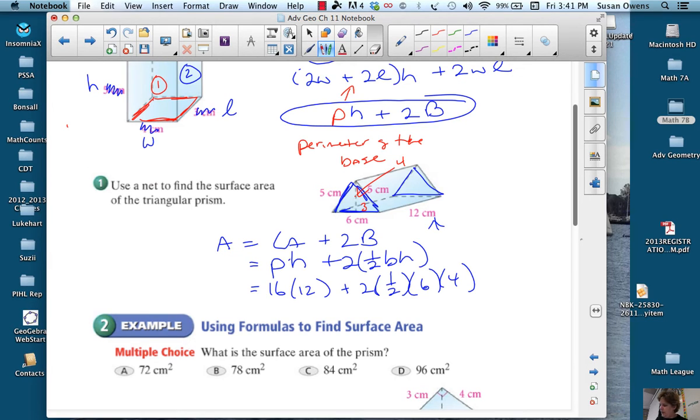So what I end up getting is 192 for this. The 2 times the 1/2 will cancel, so this will be 24. And so my final area will be 216. And I've got centimeters squared. Okay.